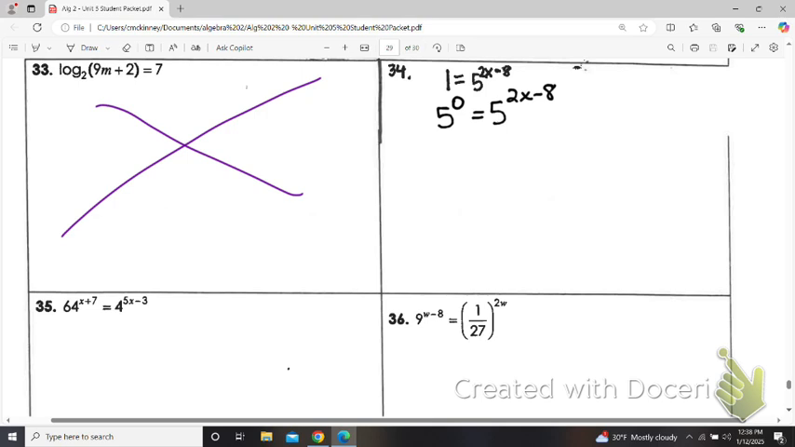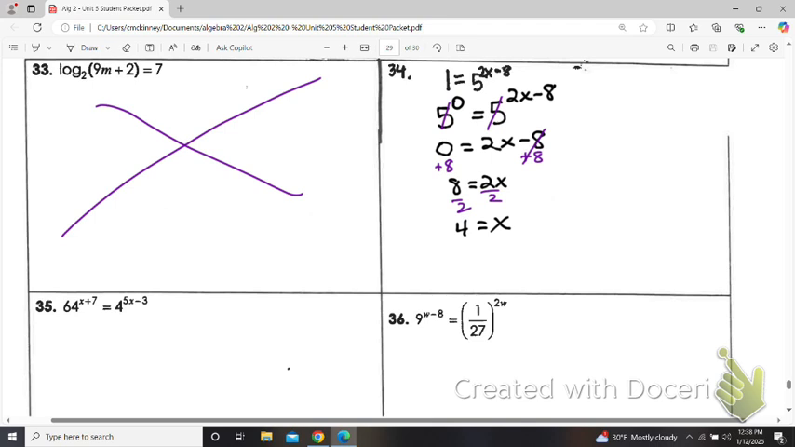And then the bases are gone. We can drop the bases and we make our equation from these powers. So then 0 is equal to 2x minus 8. And we've got a nice little two-step equation. I'm going to add 8. Most of you probably don't need to see me write that, but that's okay. And then divide by 2. So in this case, x would be 4.